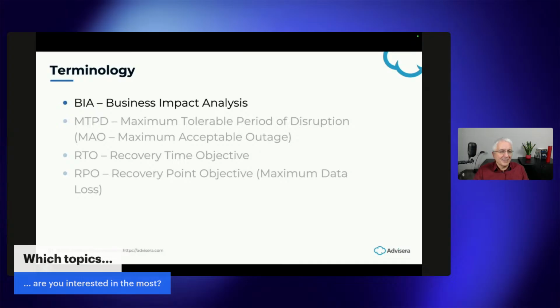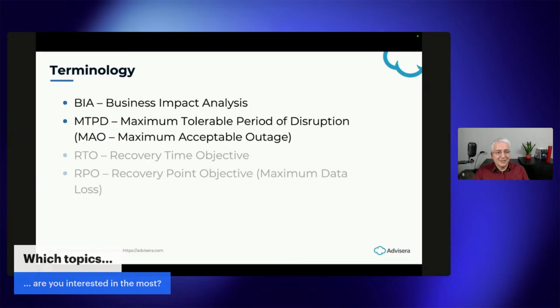Okay, so BIA stands for Business Impact Analysis. MTPD stands for Maximum Tolerable Period of Disruption. Sometimes you will also see a term called MAO, which stands for Maximum Acceptable Outage. So MTPD and MAO have the same meaning.